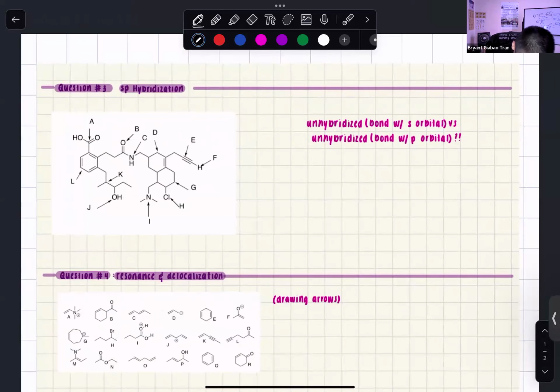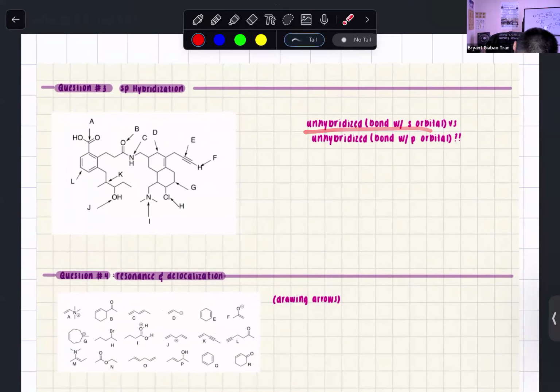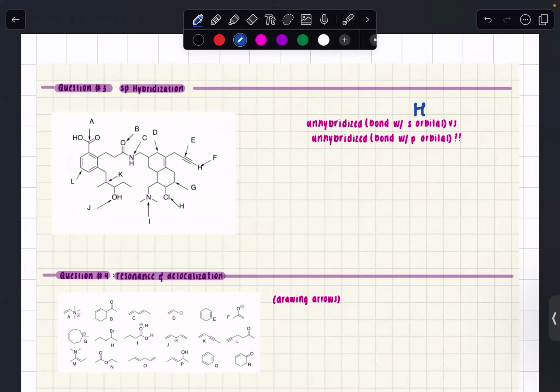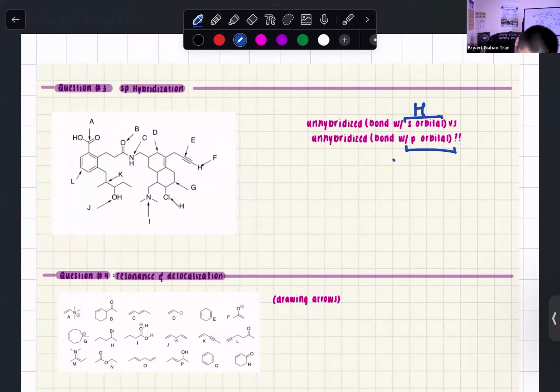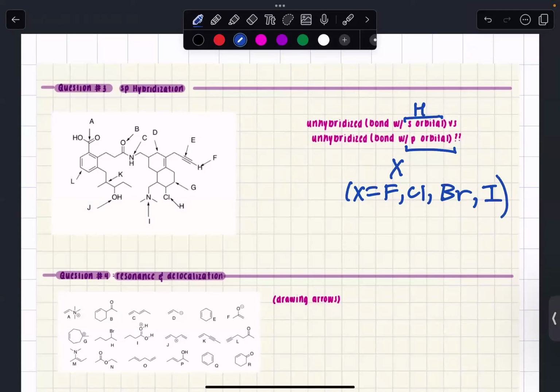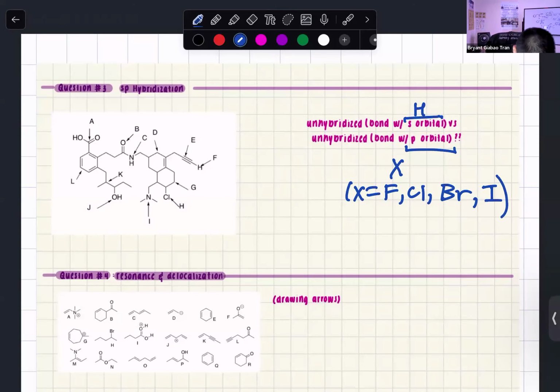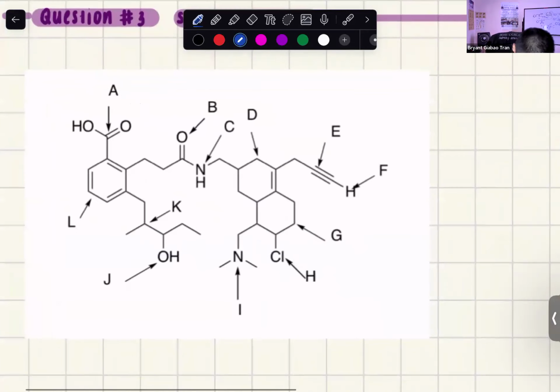So, hybridization. You had a question of unhybridized s orbitals versus unhybridized p orbitals. The atoms that have unhybridized s orbitals are going to be the hydrogen atoms. And the atoms with unhybridized p orbitals are the halogens, X, where X could be fluorine, chlorine, bromine, or iodine. So let's analyze these parts.